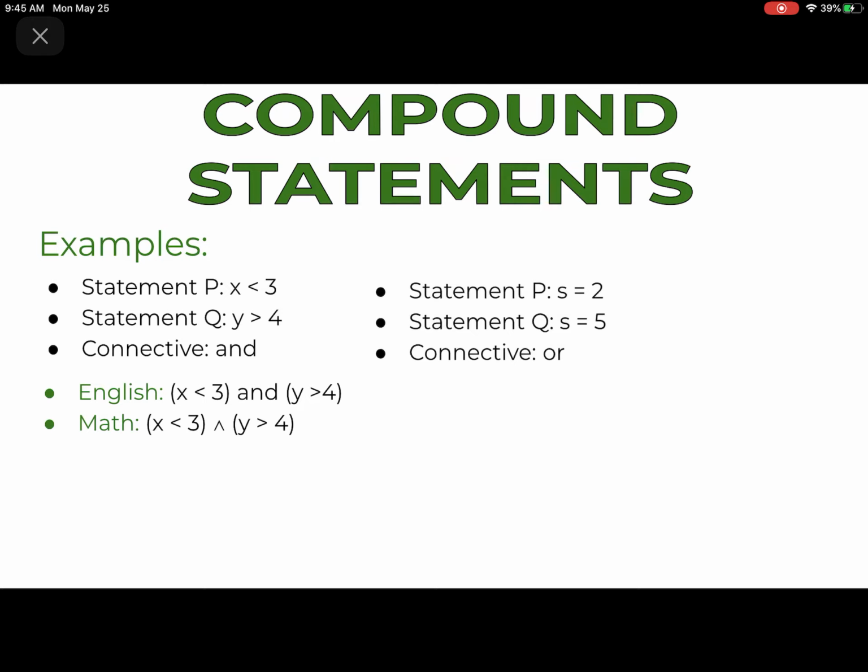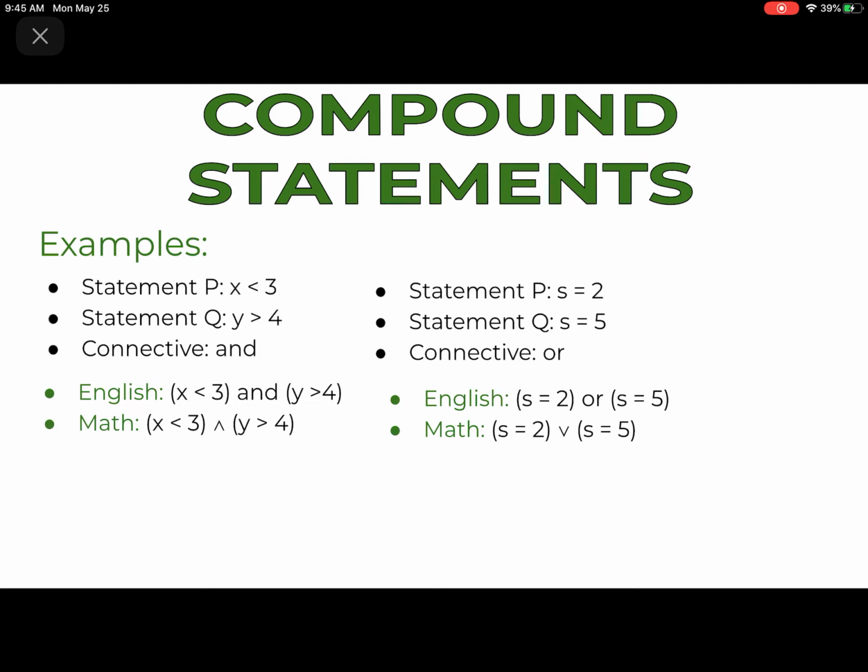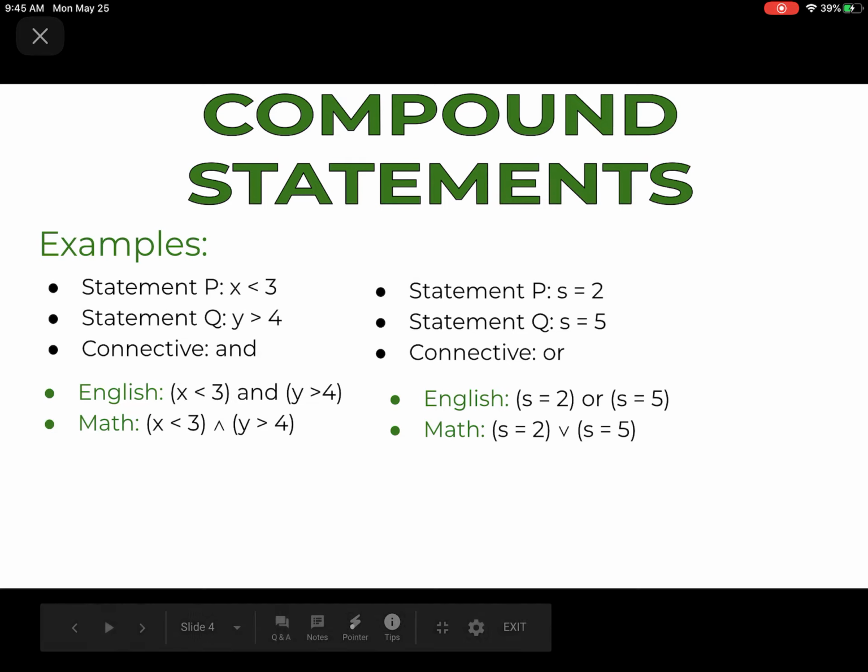Okay. Next example, our first statement, s equals 2. Our second statement, s equals 5. The connective is or because it cannot equal 2 and 5 at the same time. So in English, s equals 2 or s equals 5, and in math we use the lower caret.